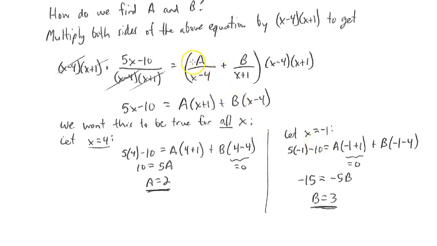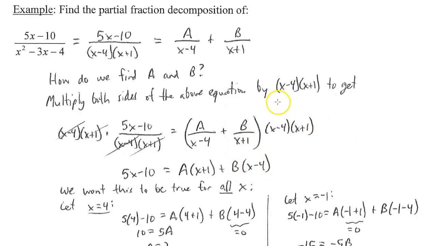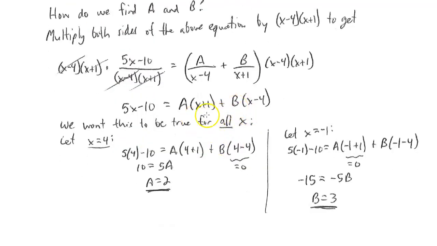If we multiply the right-hand side by x minus 4 times x plus 1, first of all I multiply this term by that. When I multiply a over x minus 4 by this, the x minus 4's go away, and I'm just left with a times x plus 1. When I multiply b over x plus 1 times this, the x plus 1's cancel, and we get b times x minus 4. So when we multiply the original equation by the denominator, which is what you always multiply by, we end up with just the numerator on the left side, and on the right side we get this. Now, how do you find the a and the b?